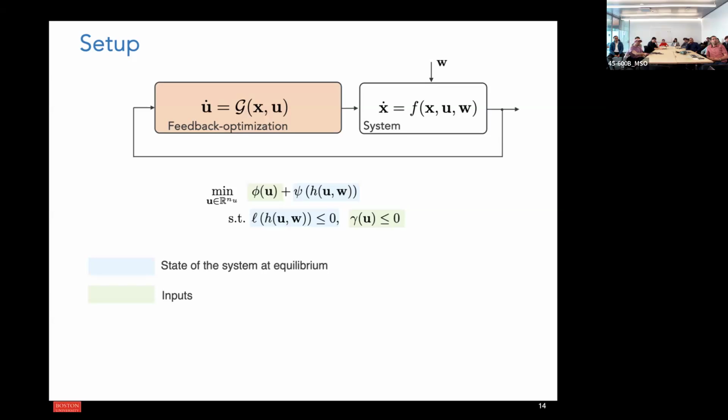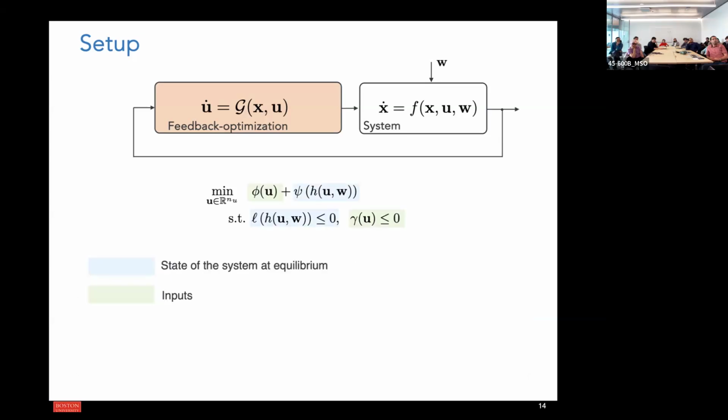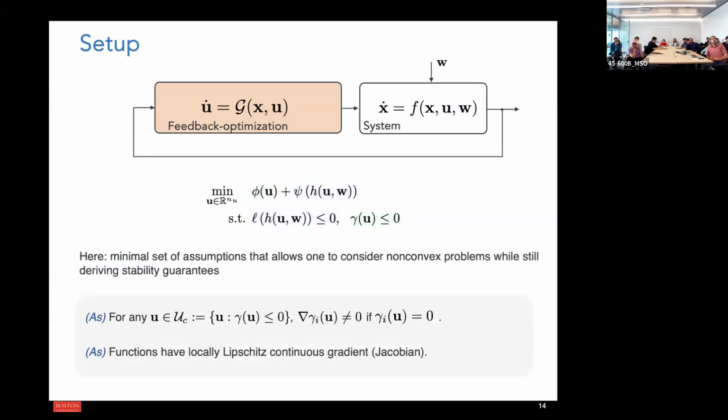And now the key novelty of this particular work is that I'm also considering constraints associated with the steady state of the system, in addition to constraints on the input. Before doing that, let me just tell you why the majority of the works in the context of feedback optimization deal with unconstrained problems. So adding constraints to the system is one of the major contributions of this particular work.